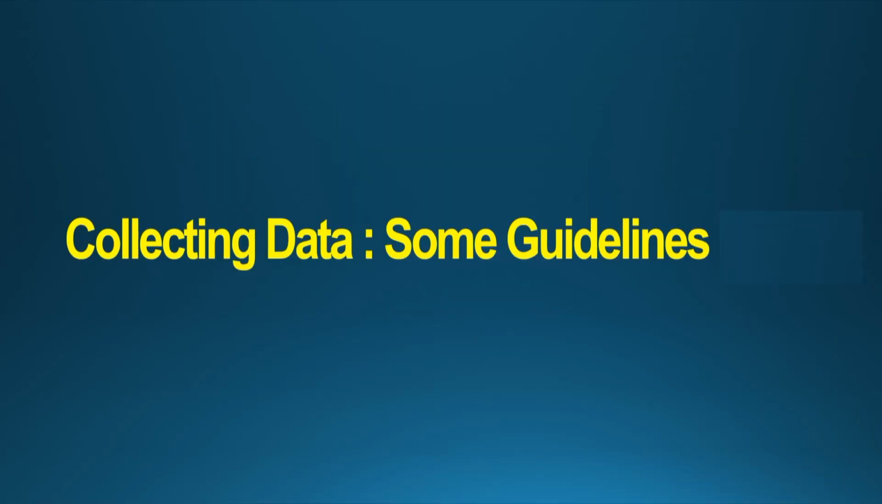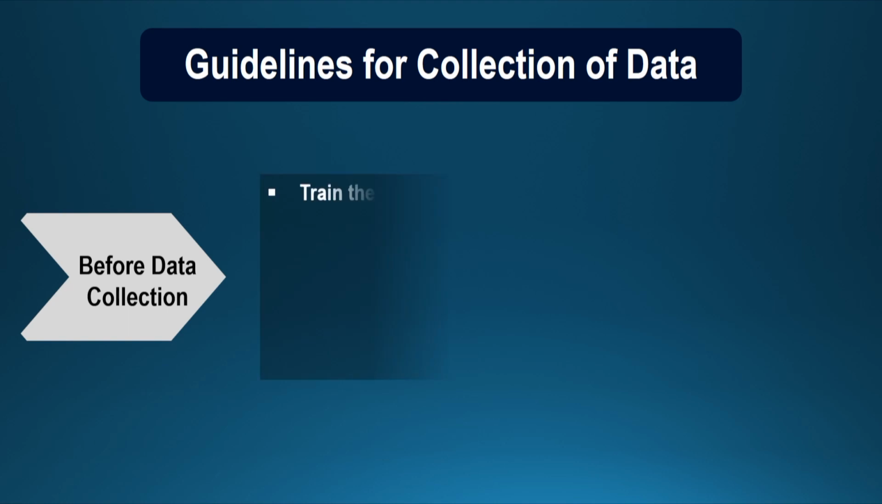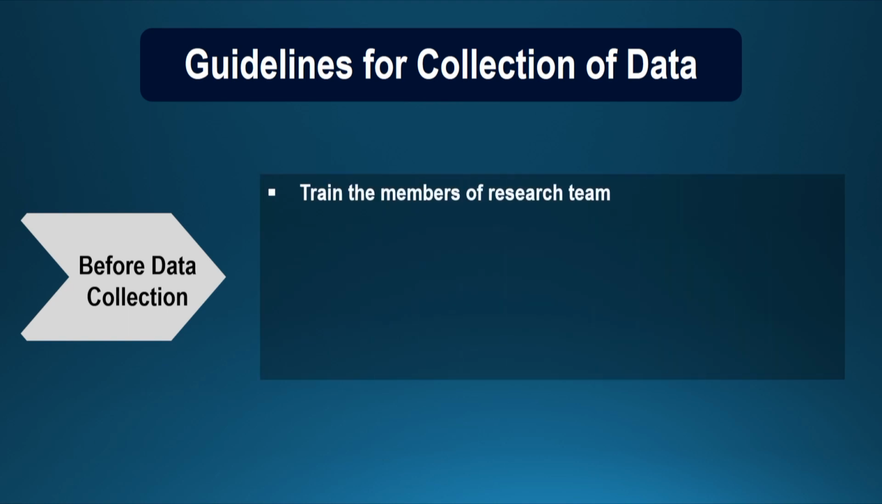The very first guideline is, if you have more than one person who is going to collect data, training of the members of the research team becomes essential. Each member needs to have clear orientation to the purpose of research, the kind of tools which are being used, the procedure which is likely to be followed, the kind of instructions that need to be given.